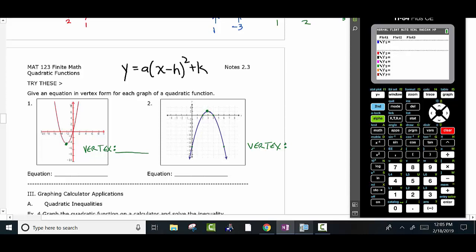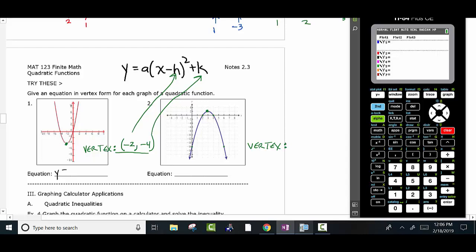So let's see, what's the vertex on the first one? Negative 2, negative 4, right? Okay, so that means the negative 2 goes there, the negative 4 goes there. Now when you do this, you're going to go up. So is A going to be positive or negative? Positive, because we're going up. Okay, so it's positive 1.